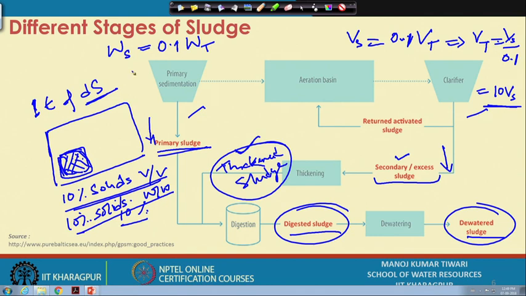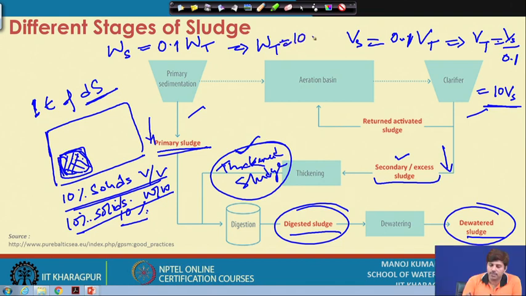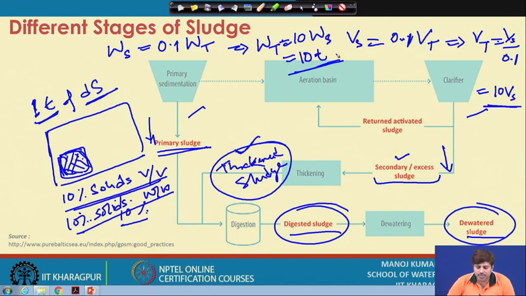So, that is going to be 0.1 times the weight of the total solids, and then from here we can again get that the weight of the total sludge is going to be equal to 10 times the weight of the total solids. Now, the weight of total solids is 1 ton, so that means we are going to get 10 tons of total sludge being produced. That way we can have an idea of how much is being produced.